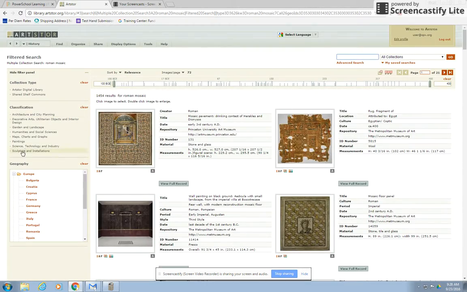So you can limit it by over here. But I'll tell you why I don't like that: the way I describe it is not the same way that Artstor is describing it. To me, an installation would be what a mosaic is, and yet that is not how Artstor is describing it. It typically calls them architecture and city planning or decorative arts. So I wouldn't go that route.